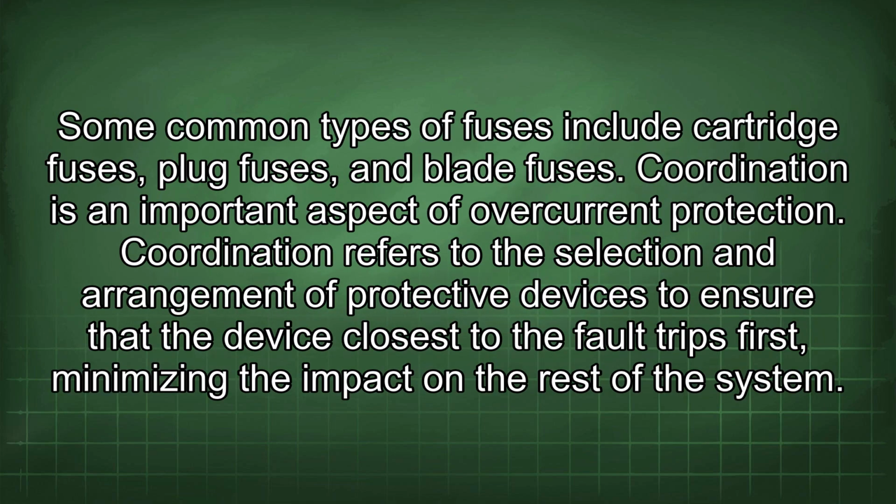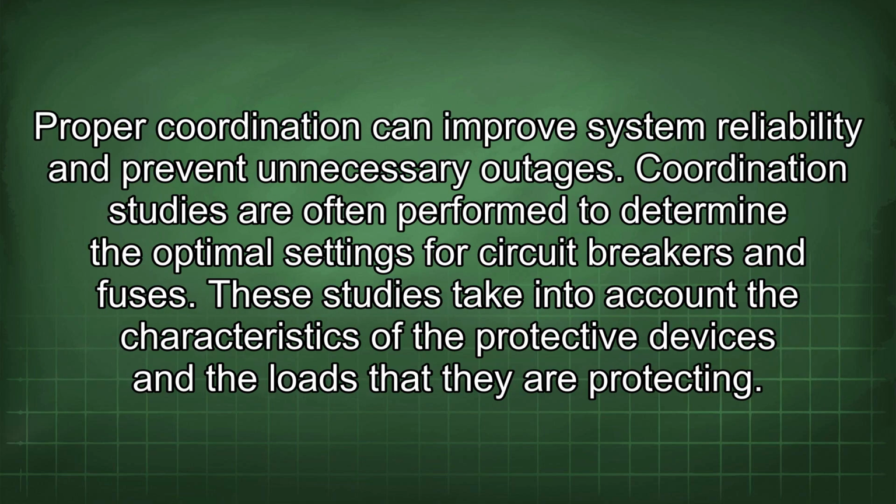Some common types of fuses include cartridge fuses, plug fuses, and blade fuses. Coordination is an important aspect of overcurrent protection. Coordination refers to the selection and arrangement of protective devices to ensure that the device closest to the fault trips first, minimizing the impact on the rest of the system. Proper coordination can improve system reliability and prevent unnecessary outages.